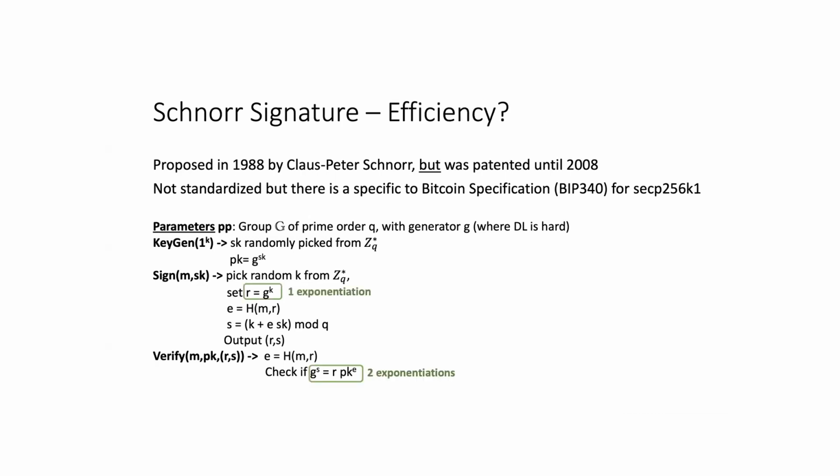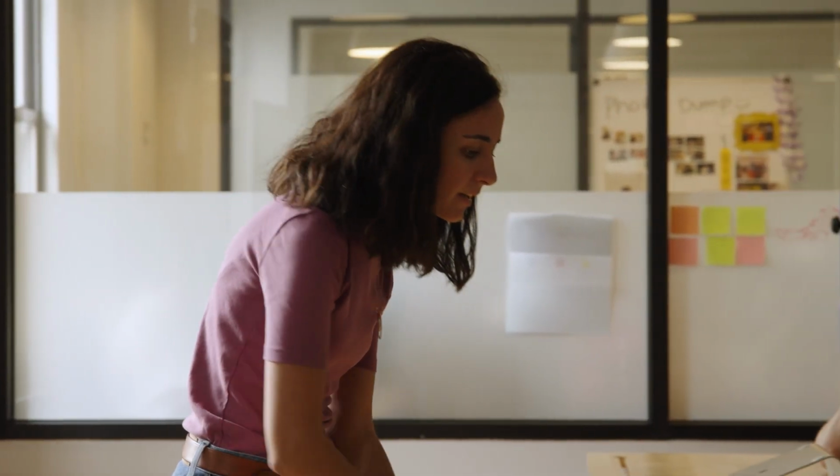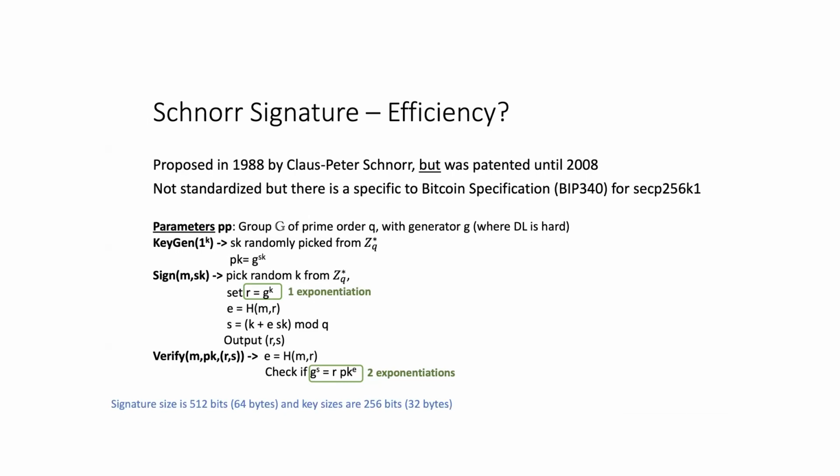So in terms of efficiency, things kind of look similar to ECDSA. We have one exponentiation that is needed during signing and two exponentiations that are needed during verify. You can think of exponentiations being almost equivalent to point multiplications here. So efficiency looks pretty similar. And the signature size is actually 64 bytes. And again, the keys as before are 32 bytes, similar to ECDSA for the same security level. Okay?